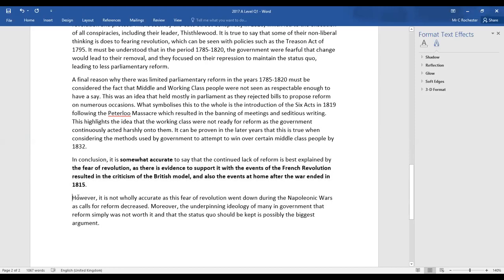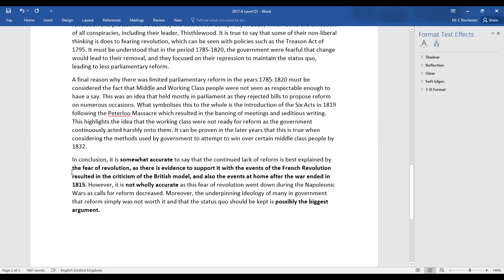"On the other hand, however, it's not wholly accurate, as the fear of revolution went down during the Napoleonic Wars. Moreover, the underpinning ideology of many in government that reform simply wasn't worth it and the status quo should be kept is possibly the biggest argument." That bit there, like that. I mean, they don't do a nevertheless, so that's where I think this conclusion struggles a little bit and goes back to the main question, but it's a solid conclusion.